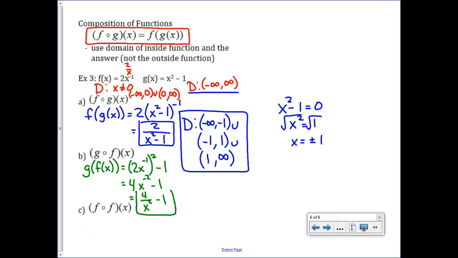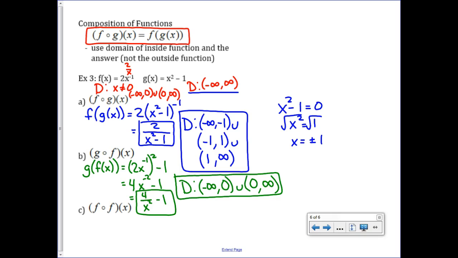So there's my function. Now we have to use the domain of the inside function. So already we know that x can't be 0. And if I look at my answer, again, x squared on the denominator shouldn't be 0 either. So same thing, domain is negative infinity up to 0, 0 to infinity. So there's our domain.